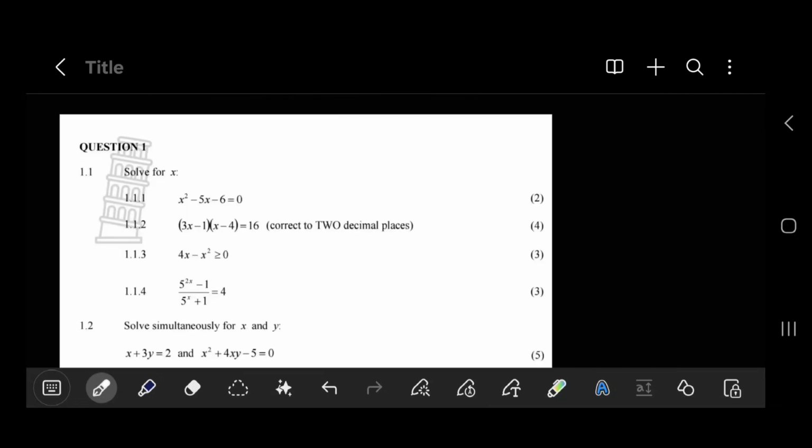Now 1.1.3 we see is an inequality. So we have 4x minus x squared is greater than or equal to 0. Now between both your terms on the left, you notice that x is common. So let us pull out x as a common factor. In the first term, you're left with 4. In the second term, you're left with negative x.